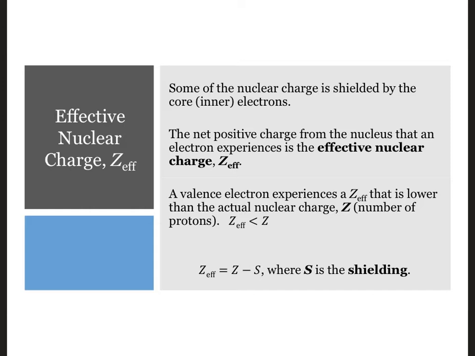Since the electrons are at varying distances from the nucleus, they will experience different degrees of the positive charge from the nucleus due to core electrons shielding the nuclear charge. We call the charge experienced by an electron the effective nuclear charge, Z sub eff. The effective nuclear charge will be less than the actual nuclear charge, Z, due to the amount of shielding, S.